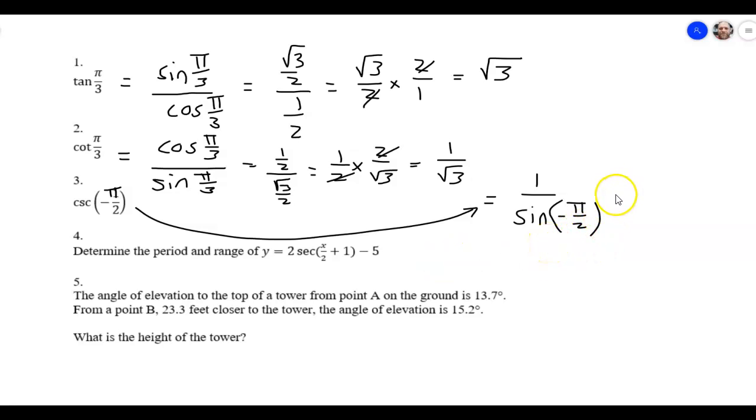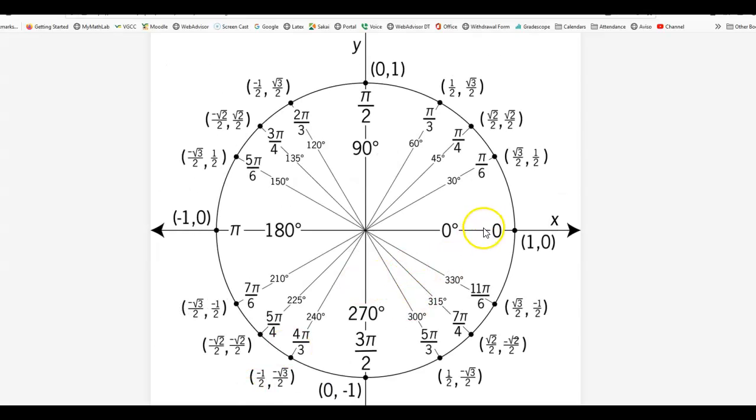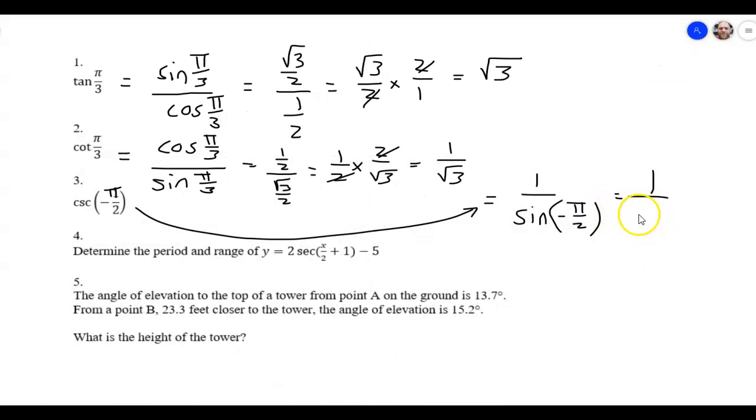We can do that a couple of different ways. I'm just going to go here to my unit circle, and starting at 0, this is positive pi over 2, so negative pi over 2 would be just the same distance in the opposite direction, and that's going to be 3 pi over 2. And the sine of 3 pi over 2 is negative 1. So I come back here, and I'm going to do 1 over negative 1. So 1 divided by negative 1 is just negative 1. So that should be my answer.